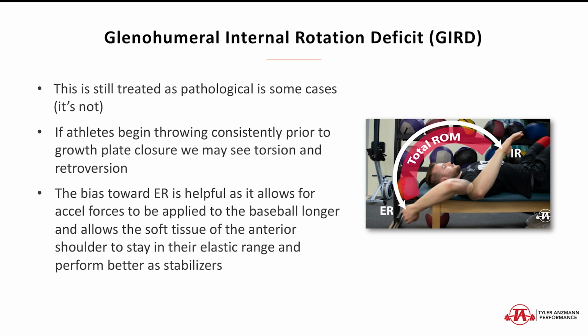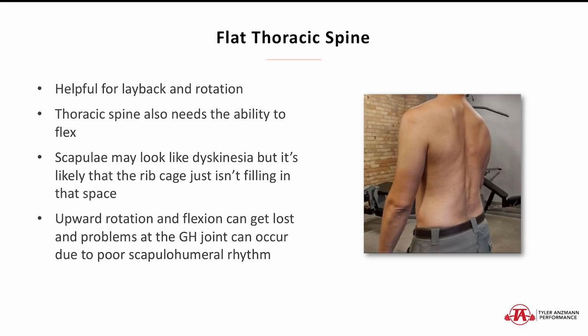So the next piece in terms of structure is a flat thoracic spine. This is going to be very helpful for layback and rotation. All right. And the thoracic spine needs the ability to flex as well, though. This is one of those limitations. So we can see a flat spine over here.